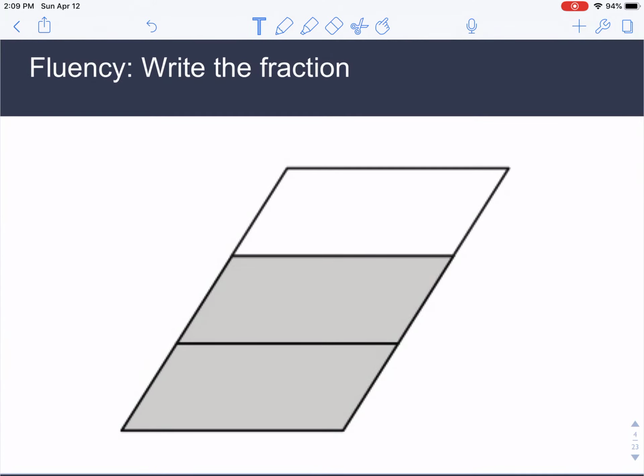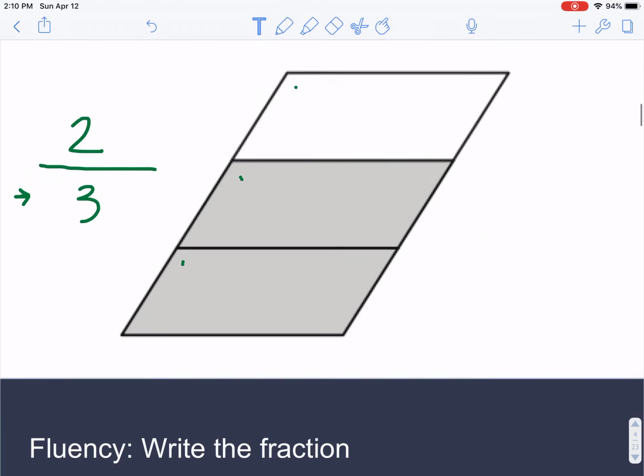We are going to, again, write a fraction that represents the shaded part of this figure. Step 1, start with our fraction bar. Step 2, figure out the denominator. Denominator down. How many equal parts? I have 1, 2, 3 equal parts. So I am going to write 3 down there for my denominator. And now I need to look and see how many shaded parts I have. I have 1, 2. So I know that the shaded part of this shape is 2/3. Okay, let's keep going.